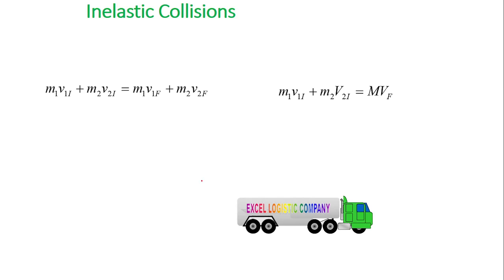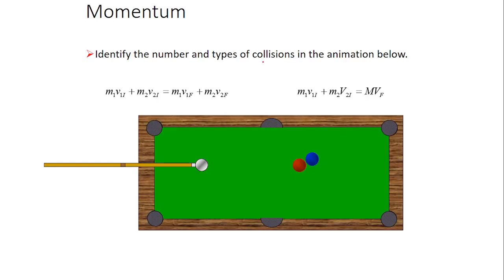Okay, so with that, I'll give you assignments. Your assignment is simple. You'll identify the number and type of collision in the animations below. The first animation is this one. Please check it out and tell me what type of collision this is. This is your first assignment.